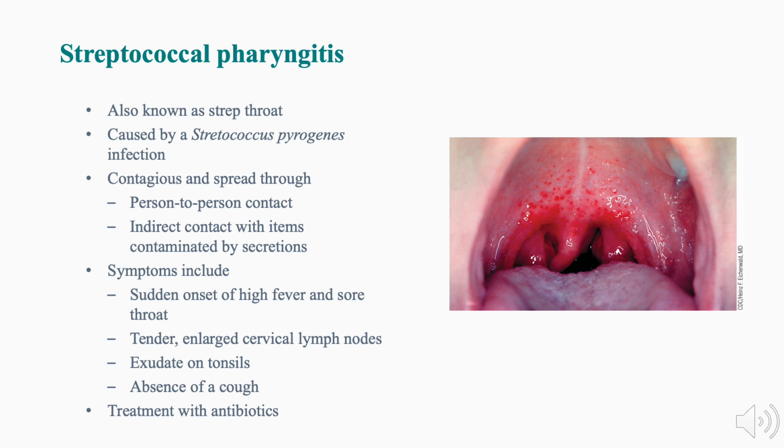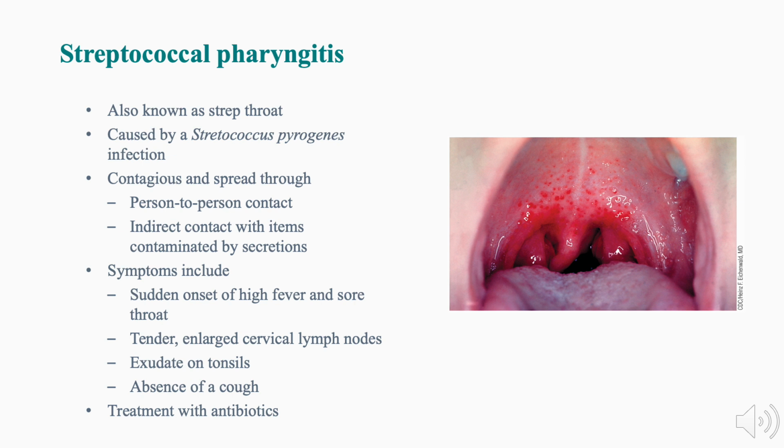Streptococcal pharyngitis, also known as strep throat, is caused by Streptococcus pyogenes infection. It is very contagious and spread through person-to-person contact and indirect contact with items contaminated by secretions. Symptoms include sudden onset of high fever and sore throat, tender enlarged cervical lymph nodes, exudate on tonsils, and absence of a cough. Strep throat is treated with antibiotics.